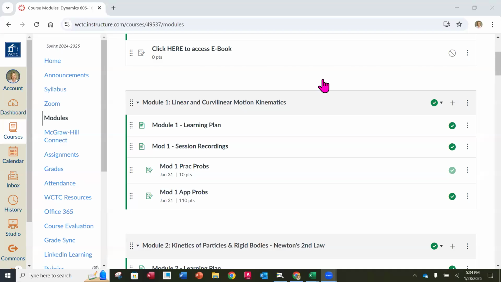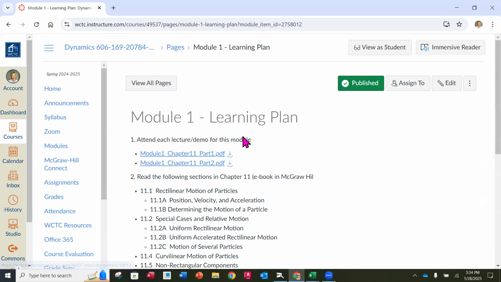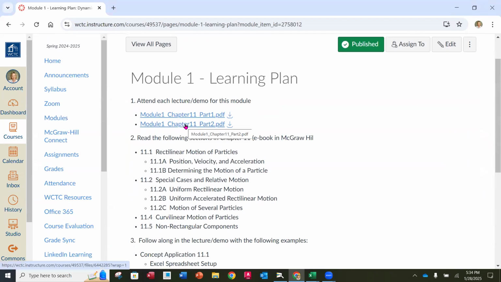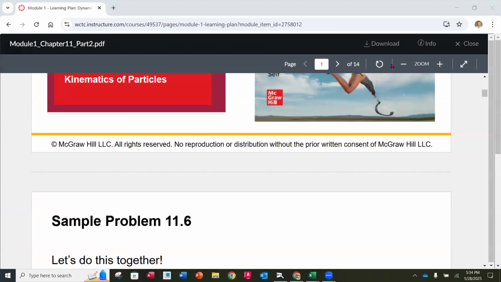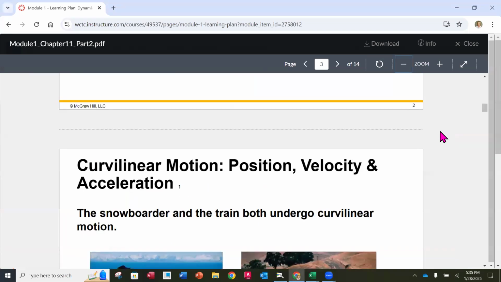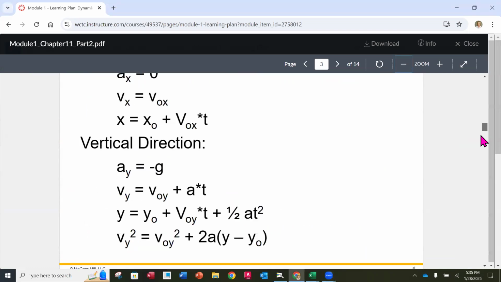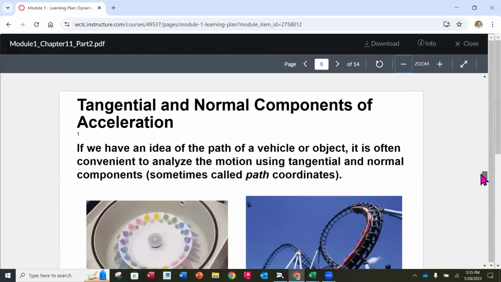Okay, so we're going to continue on and we just have one last part in module 1 to look at. If we peek over at our learning plan, we're going to pull up the PowerPoint presentation, the part 2. Then we are going to scroll down, maybe minimize the chat for right now. We're going to scroll down to where we see tangential and normal components of acceleration.